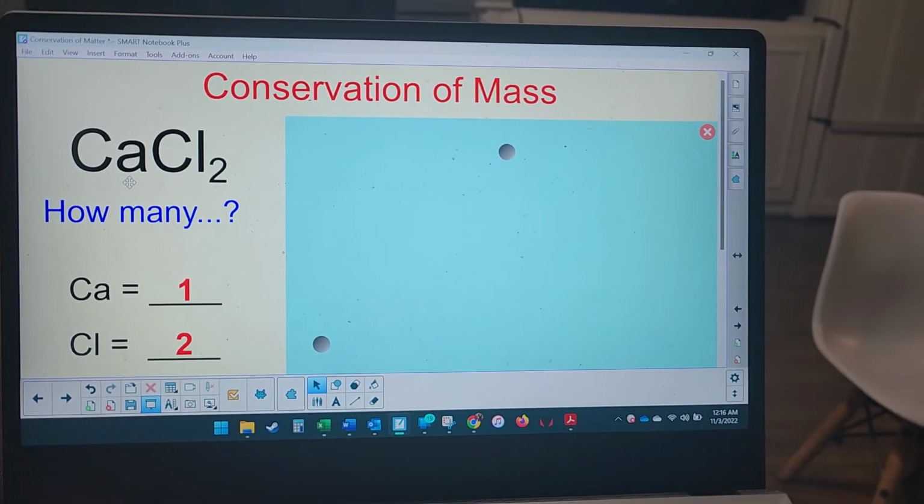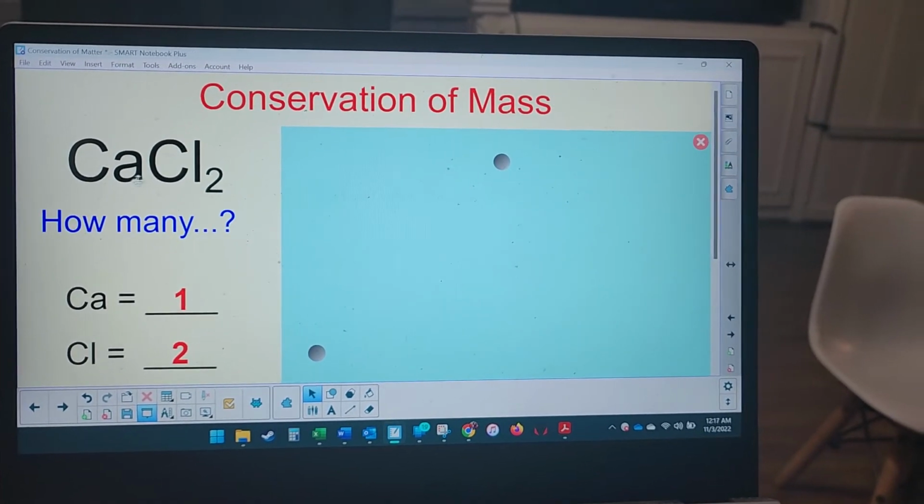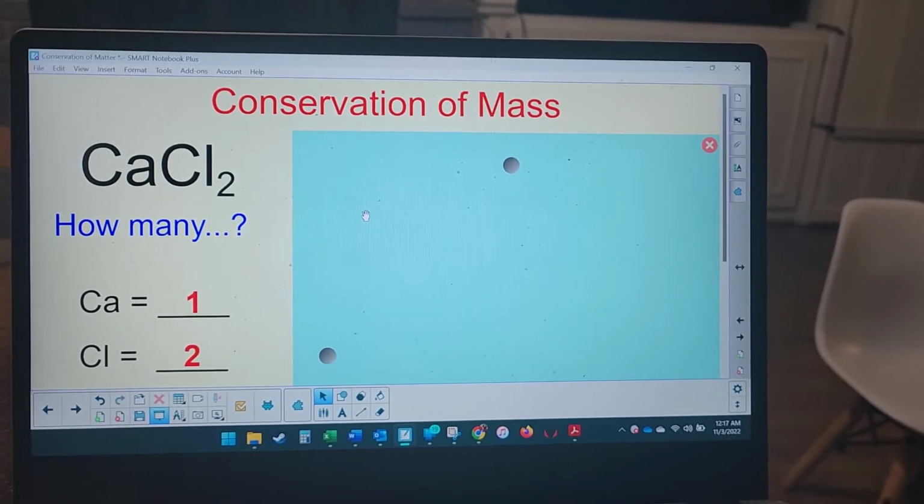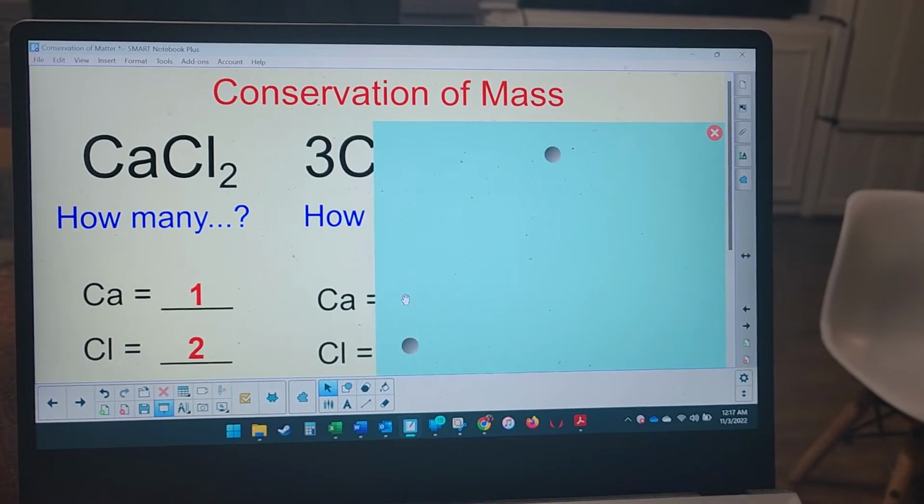2. 1 calcium, 2 chlorines. That's because Ca has a secret 1 hidden down here, right? Okay, now, with that knowledge, let's come over here to this.